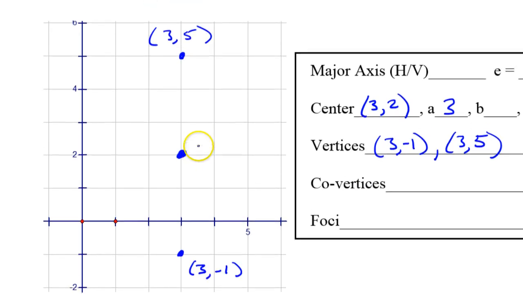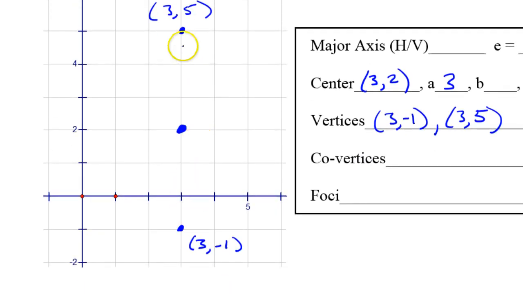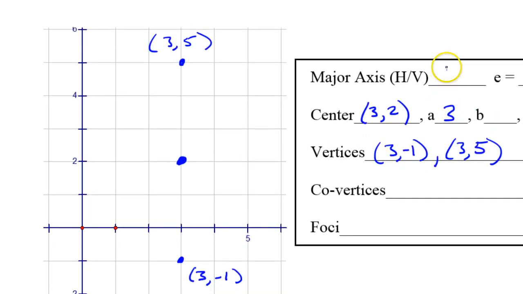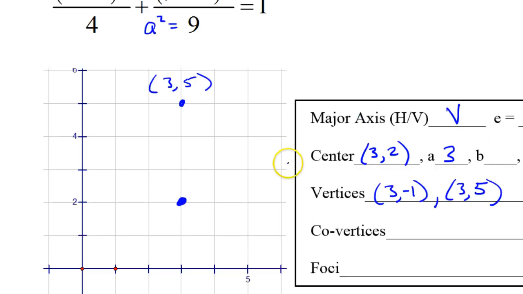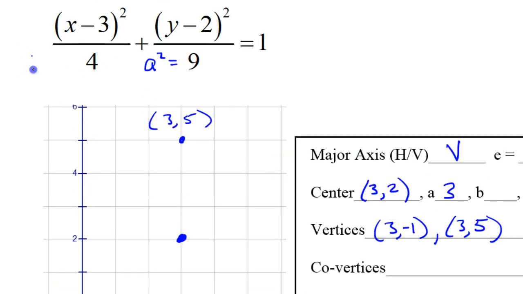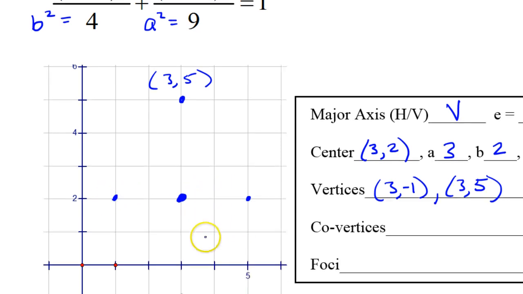All right. The vertices are always showing us where the major axis is, from vertex to vertex. So the major axis is vertical. The b value, well, b squared is going to be the smaller denominator. That means b is 2. Because the b squared is in the x term, I'm going to do my plus or minus 2 in the x direction. So I'm going to go 2 to the right and 2 to the left from the center.